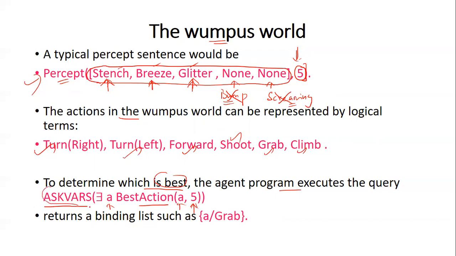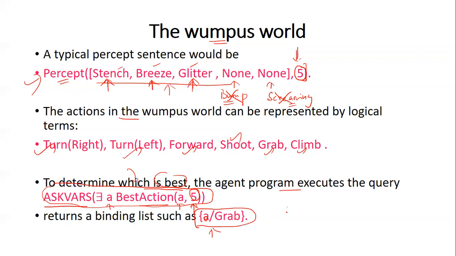So if you query like this to the knowledge base, the agent is asking, for this particular percept that I have perceived at time 5, what would be the best action? And the knowledge base will return something like this, a comma grab. So the best action at this point of time is to grab. So this a represents there is a best action. If there are more best actions, it may say B, C, all those things. So there is only one best action, and that is to grab.